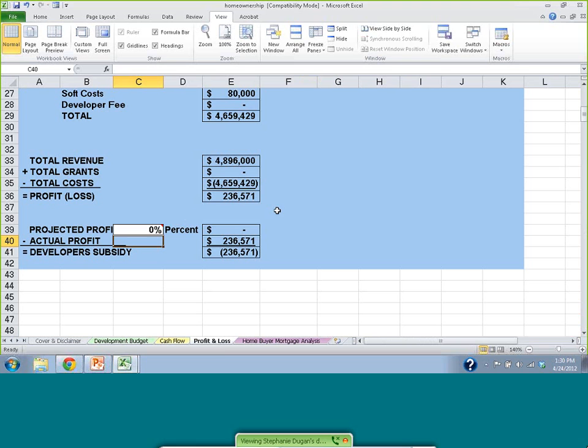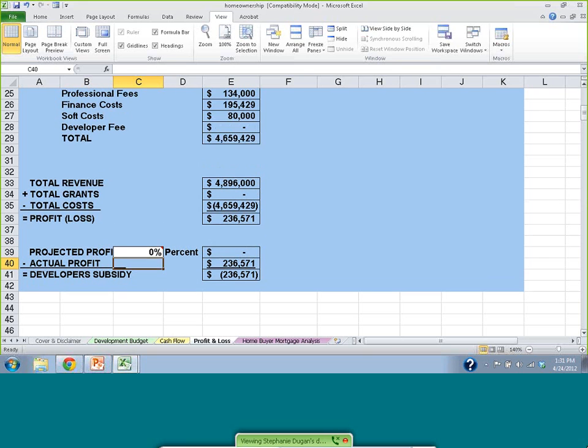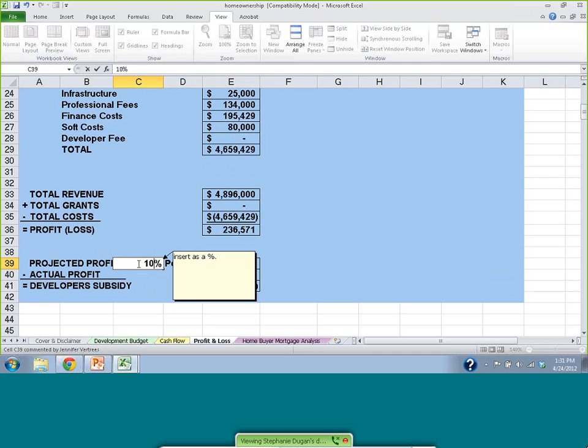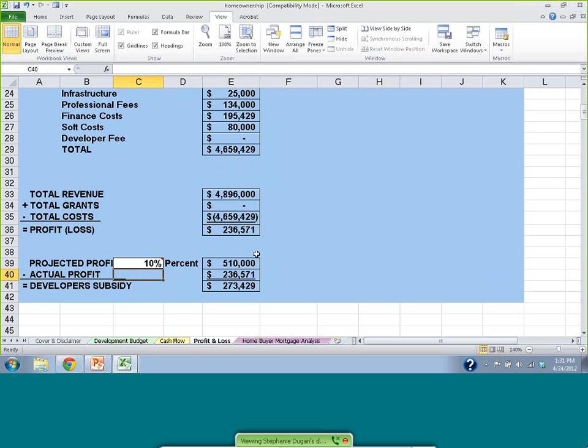And then there's a profit and loss statement that also just summarizes the information that we have. Our total development cost, $4.6 million. Our profit, now with the higher interest rate and the lower sales price, down to $236,000. And if we wanted our developers to make a 10% profit, we can enter that information in this spreadsheet. We wanted a desired profit of 10%, which was $510,000. At $170,000, we only made a profit of $236,000, so it would require a development subsidy of $273,000.